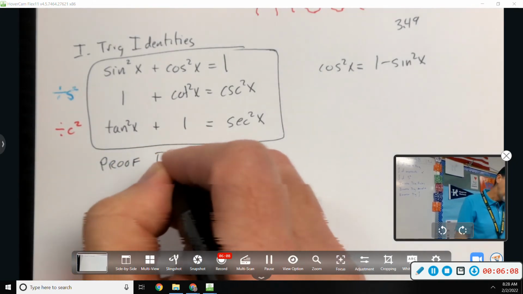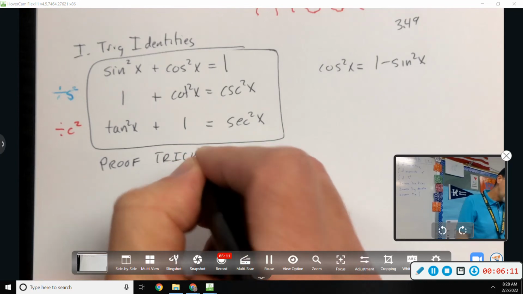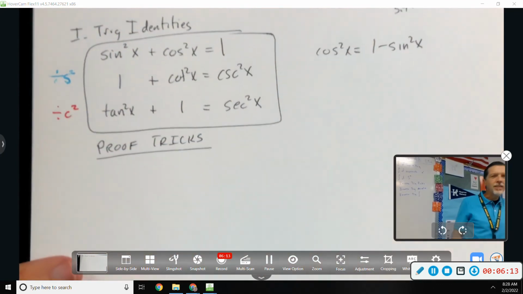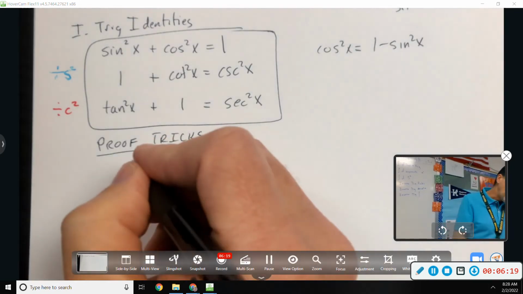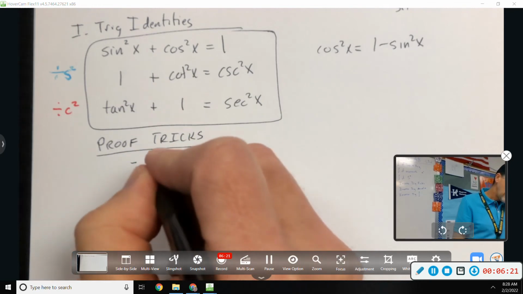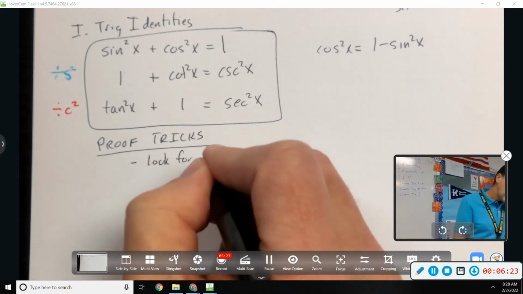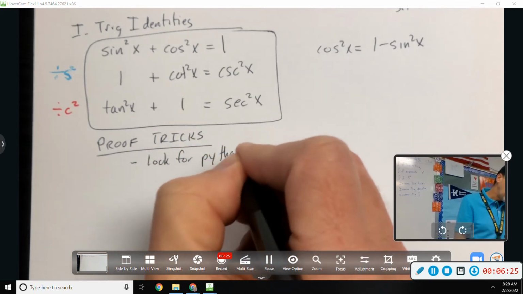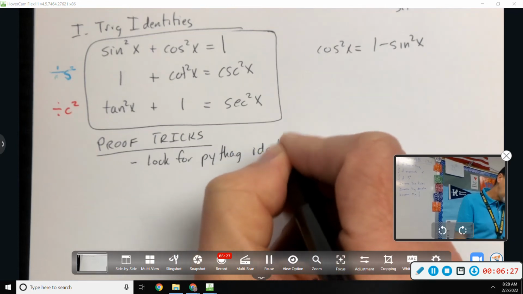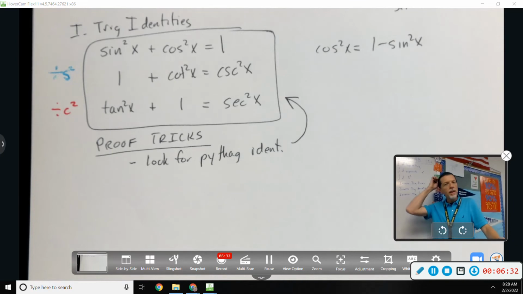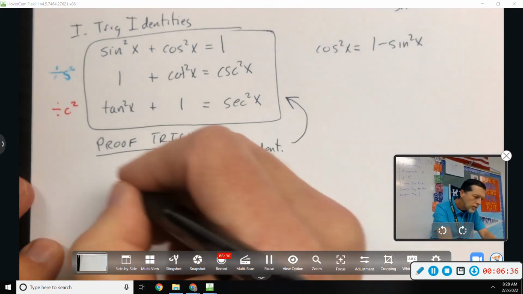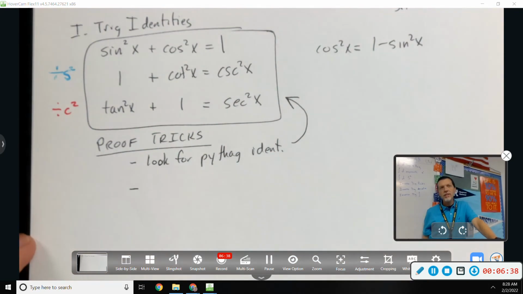Proof tricks. Again, this is a list of possible things to do. This is not the steps you follow. This is things you might try. So look for the Pythagorean identities. That's those, the squared ones, because it comes from a squared plus b squared equals c squared. So that's one trick to look for.